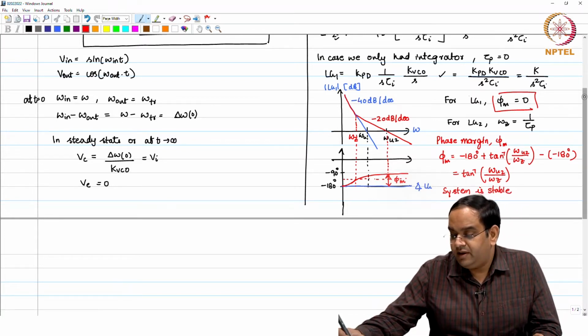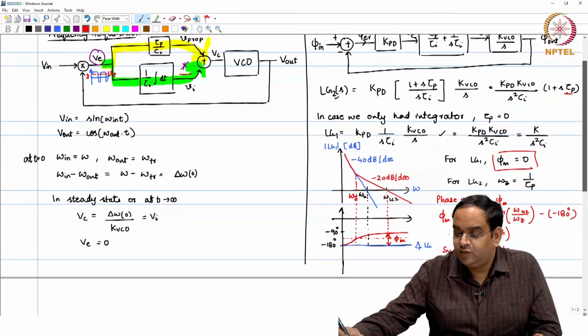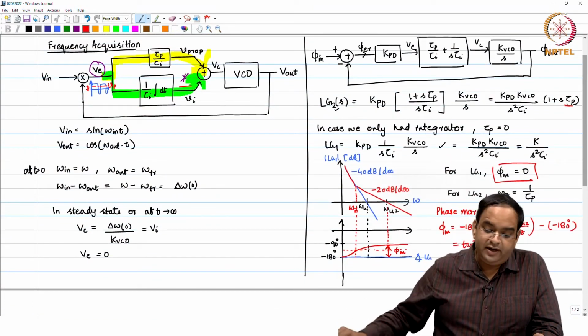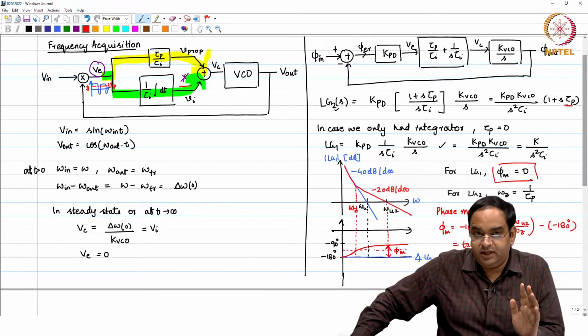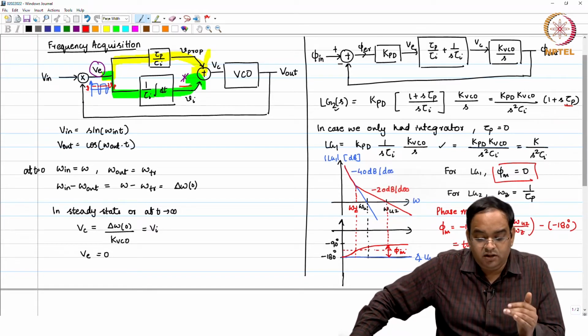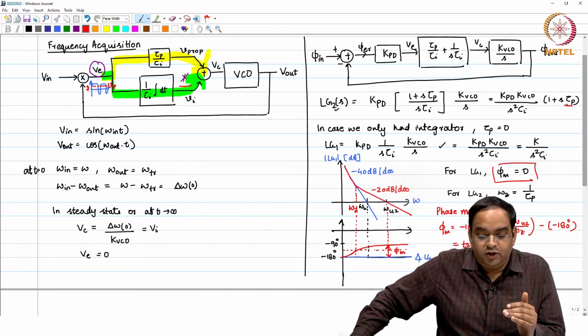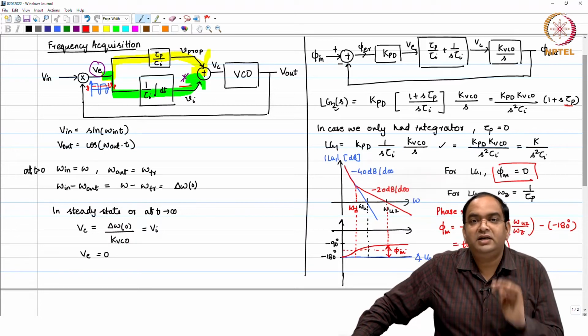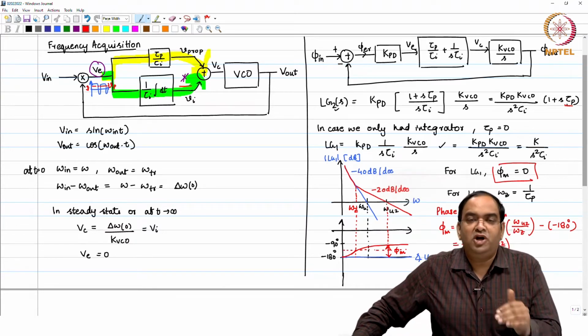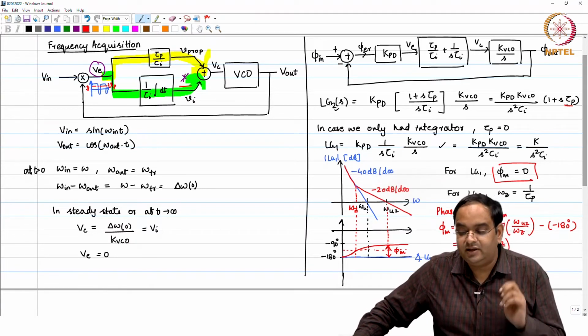So, coming back to this small signal analysis and how we related it to the large signal frequency acquisition. We will make two statements here. First, to acquire the frequency, when you have a large frequency error in the beginning, you need both proportional and integral path. You cannot do with only proportional or only integral.